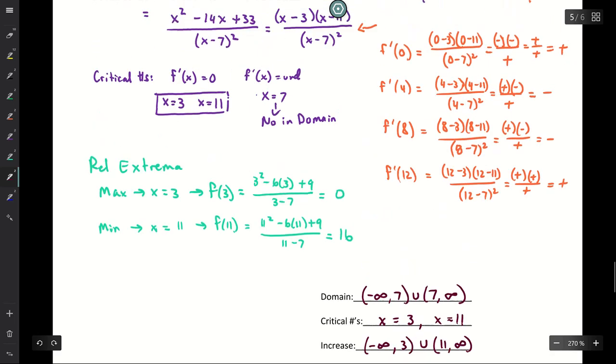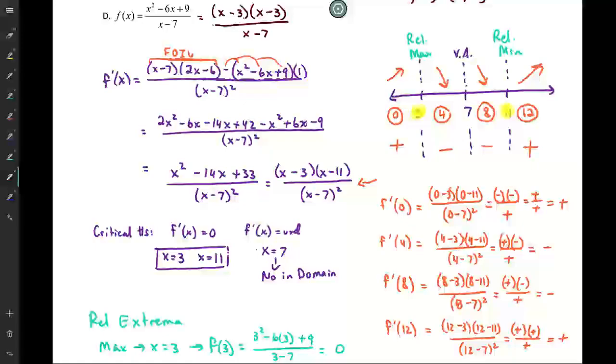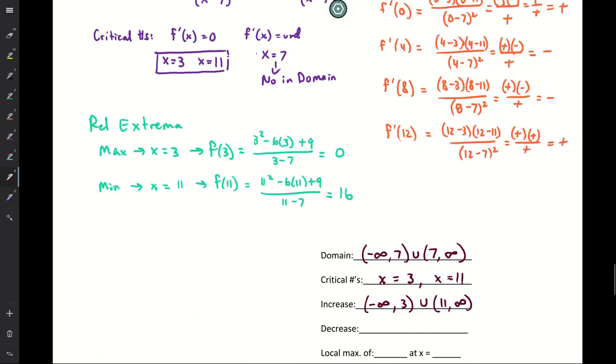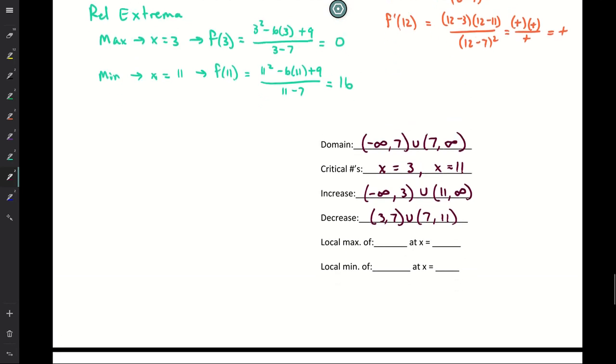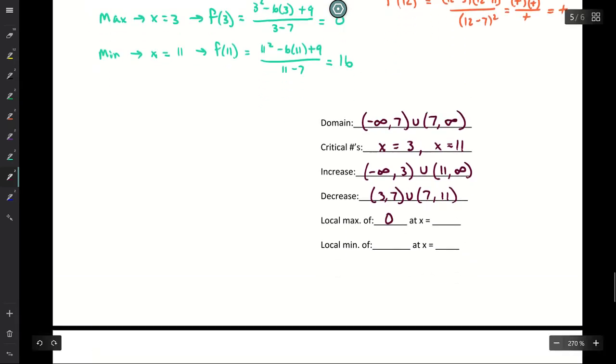All right, for decreasing, we've got to be a little bit careful. We see that we're decreasing all the way from 3 to 11, but there's a vertical asymptote at 7, so you want to make sure you leave the 7 out. Don't just say from 3 to 11. You're going to have to union 3 to 7 and then 7 to 11 and leave that 7 out. So from 3 to 7 and then union 7 to 11. Okay, and then local max, the max actually was 0, and that was at x equals 3. And then the minimum was actually 16, and that was at x equals 11.